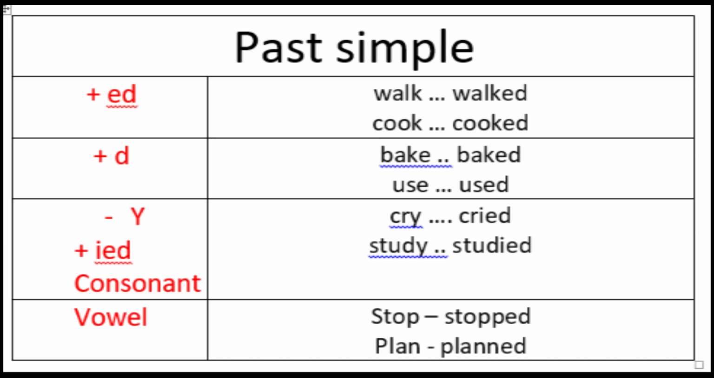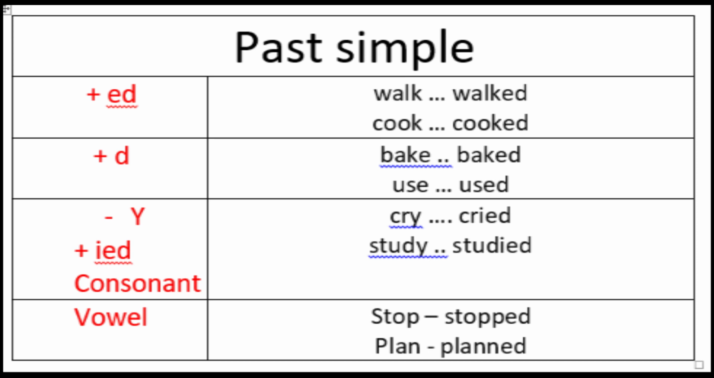But for some verbs which end in y, we are going to drop the y and add ied. Like cry, it will become cried. We will drop the y and add ied. Like study, also we are going to drop the y and add ied. This is in the case of a verb that ends with y with a consonant before it. Consonant means anything that is not a vowel. A vowel is a, e, i, o, u, and consonant is anything else.